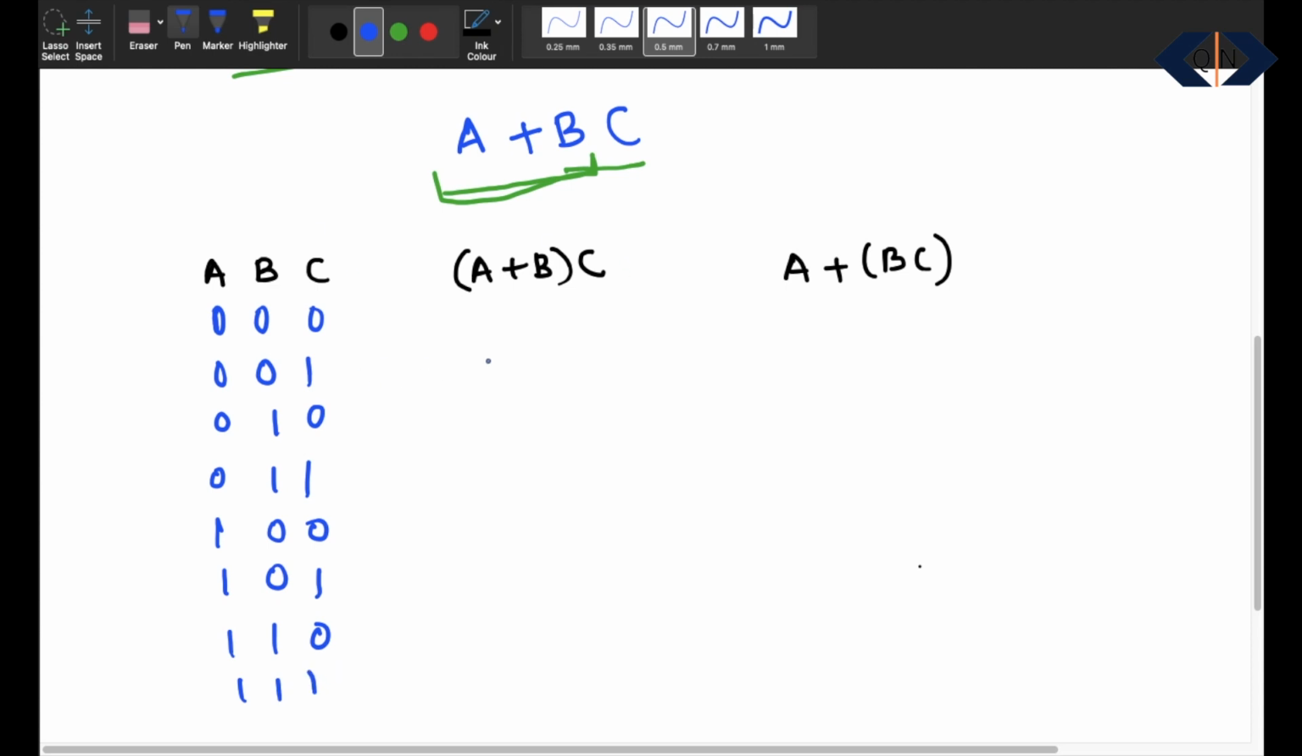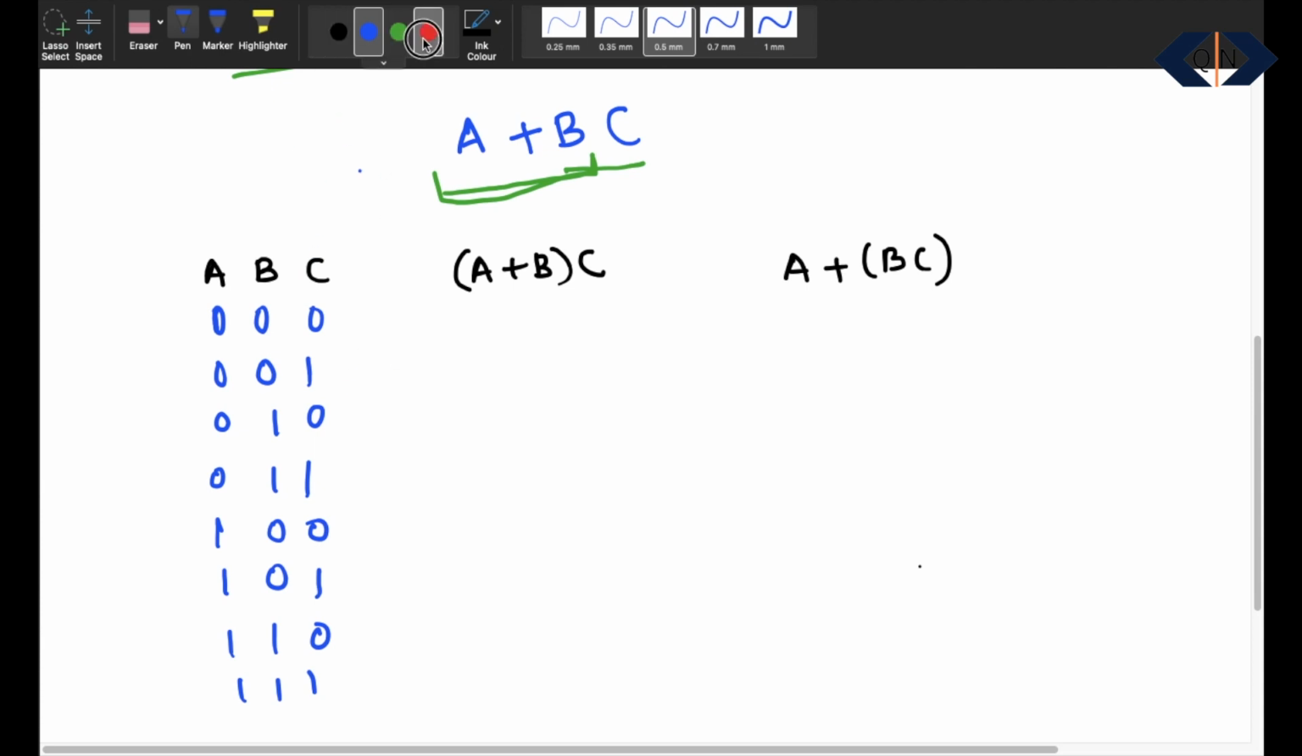Now let's perform the operation, get the result, and check whether doing OR first then AND, or AND first then OR, gives the same result or a different one. If both give the same result, then we can use either of them, right? Else we have to stick to whichever is our criteria, right?